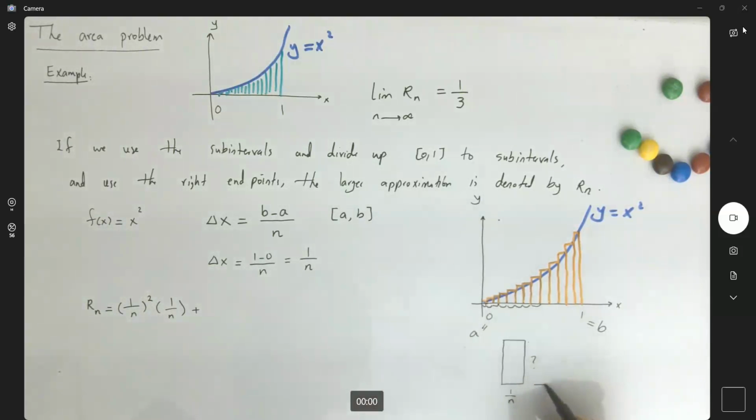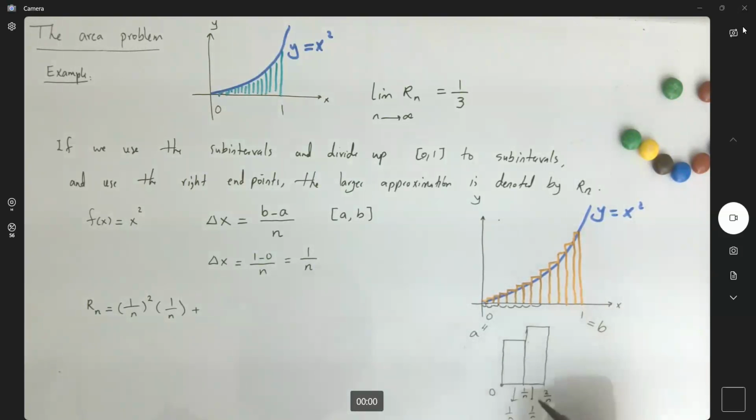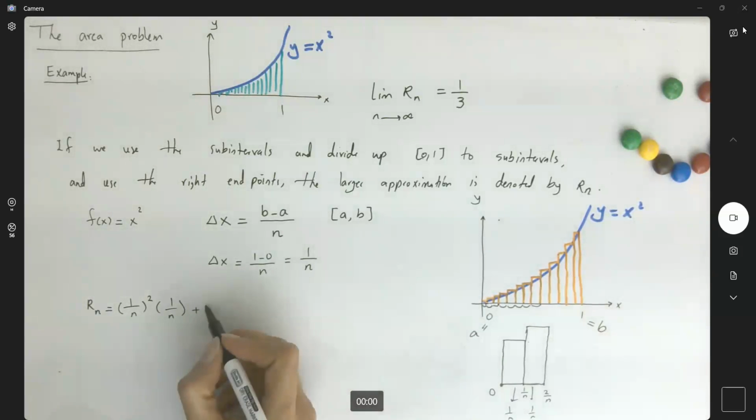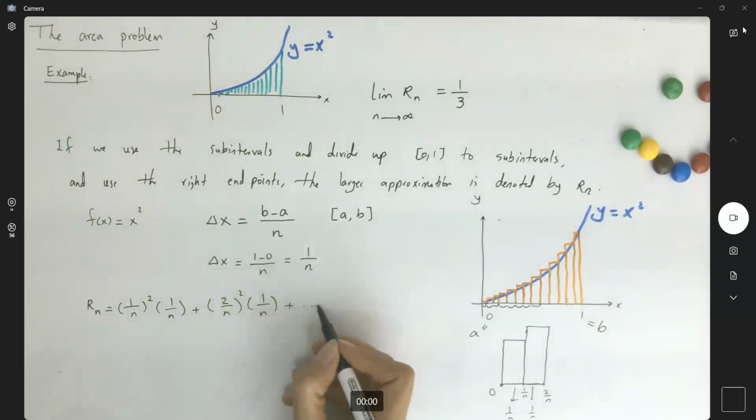So now here the length is 1 over n, but the number on the right-hand side is going to be 2 over n, because it starts at 0 and then you just magnify this so you can see what's going on. This is 1 over n, and now here you have 2 over n, but note that this length is 1 over n. Still, the lengths are the same, 1 over n, 1 over n, but to find this height, you're going to enter 2 over n. So here now you have 2 over n to the second power times 1 over n, plus the rest of these.